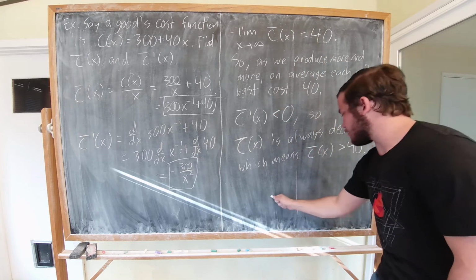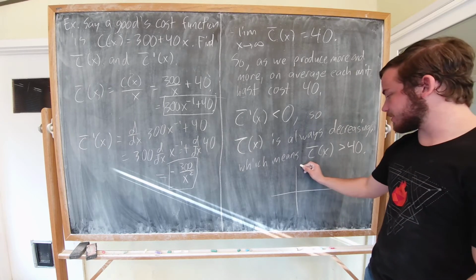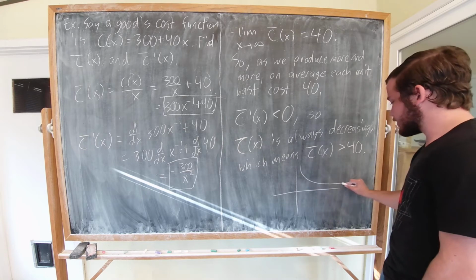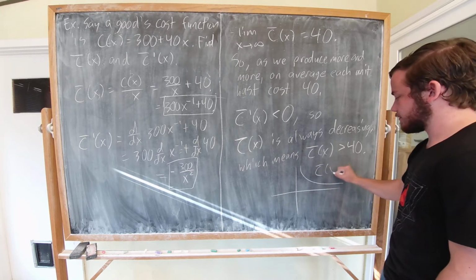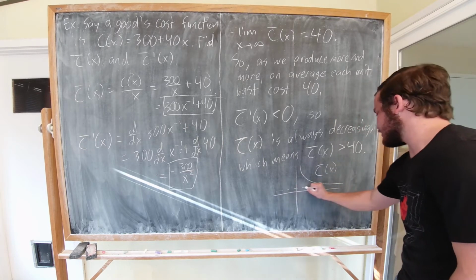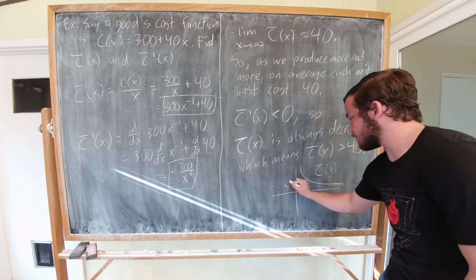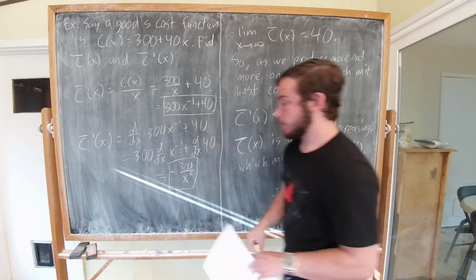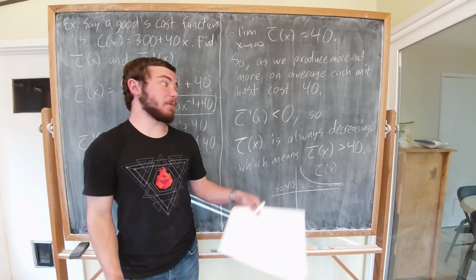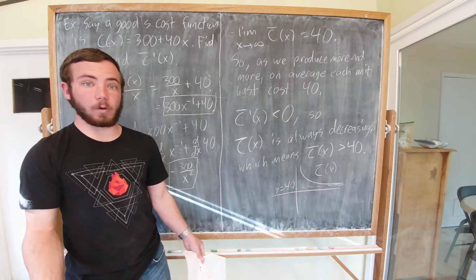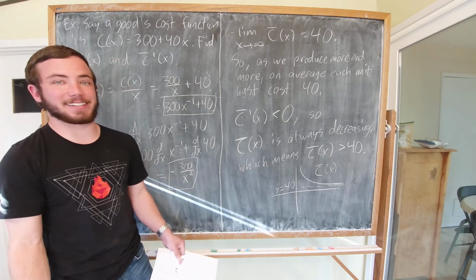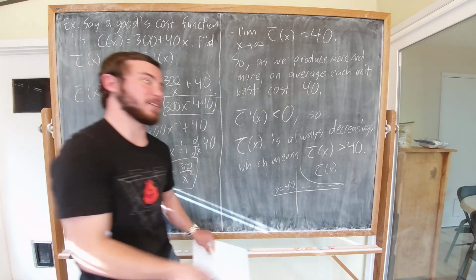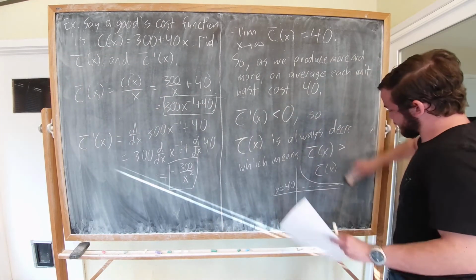In short, I know that my average cost function is going to be doing something like that, and stabilizing out towards y equals 40. So that's useful information that you can get without doing really any additional work. So that's why finding these things is useful. Even if you didn't want them for their own sake, it gives you some nice info about them.